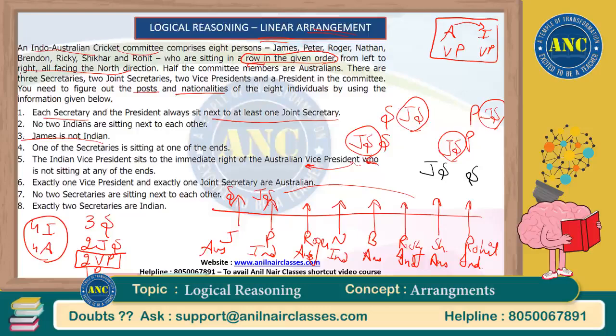Exactly one VP and exactly one joint secretary are Australian. That we already got to know. And one joint secretary is an Australian. How many joint secretaries do we have? Two. So one of them is an Indian and one of them is Australian. No two secretaries are sitting next to each other. So two secretaries cannot be sitting next to each other, and two secretaries are Indians. Two Indians are there, and one Australian is there. Something like this. Okay.